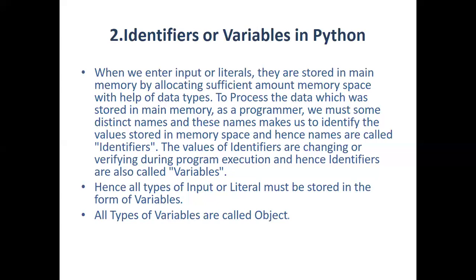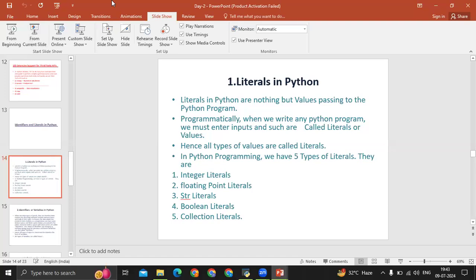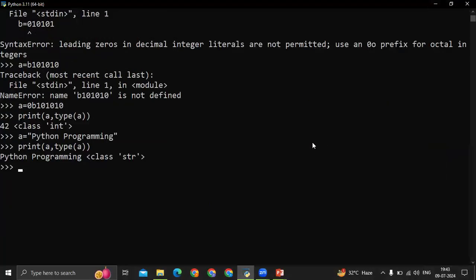Now, I am proceeding with, like I have written, A is equal to Python programming, right? Now, A is what? It is a variable, and Python programming is a literal. That is the only thing which helps us identify what the value actually is. It is stored in the memory in the form of objects. So we want to know what is the value in A. When I write A, I'll get the output.